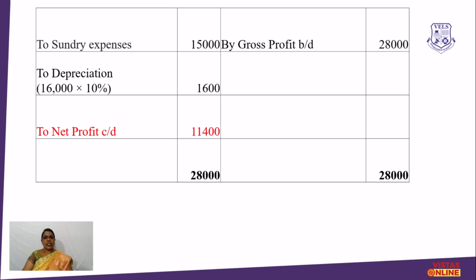Equalize both sides. The credit side is a higher value. That is the 28,000 minus 15,000 and 1,600. You will get the net profit, 11,400. We can write it to net profit, 11,400.